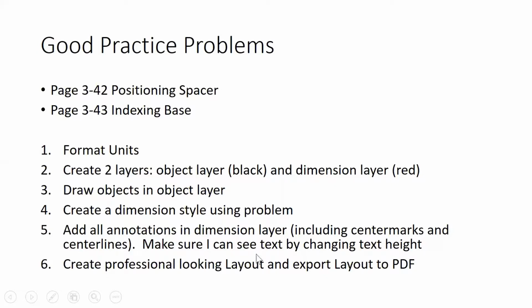And the last thing, you'll create a professional looking layout and export the layout to PDF. Okay, I'm not going to make you guys change the paper size and stuff like that. So you don't need to do the layout wizard. Just click on one of the layout tabs. Usually in AutoCAD, there's the model tab, and then layout 1 and layout 2. So just click on layout 1 and make sure that you know how to change the scale of the viewport, which is just a view of your model space, okay? And then export the PDF.